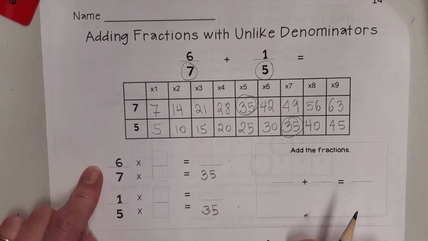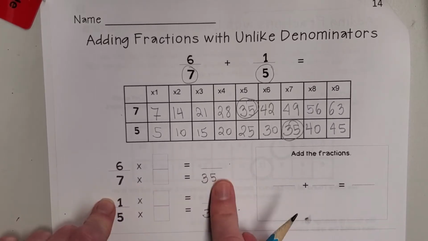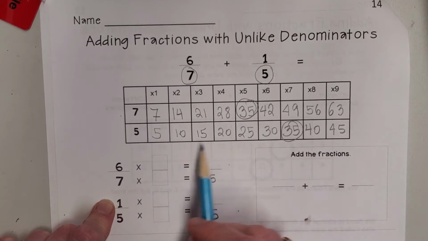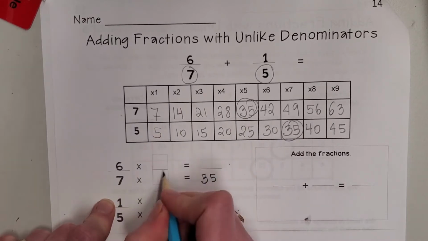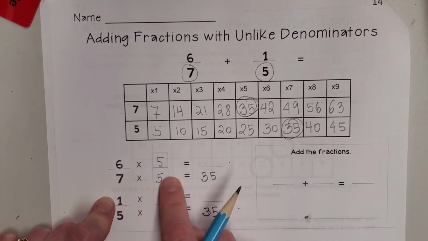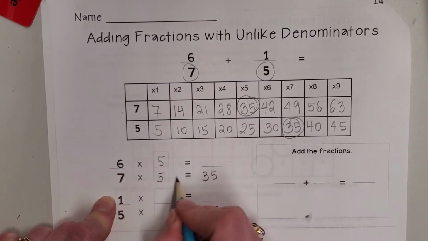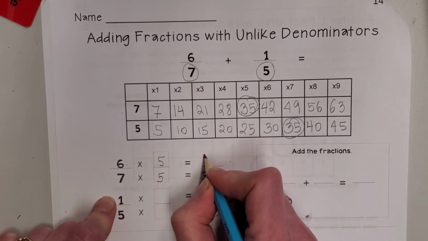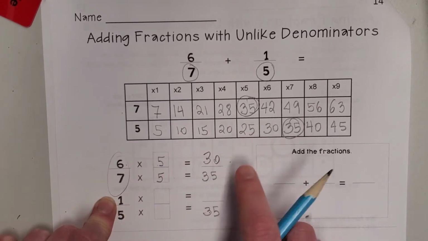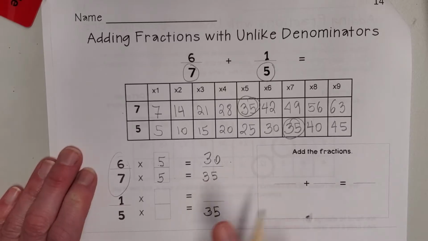So what do we multiply 7 by to get to 35? 7 times what is 35? Well, we've got it right here. 7 times 5 is 35. So we do top and bottom. 7 times 5 is 35. 6 times 5 is 30. So now instead of 6/7, we're writing 30/35.